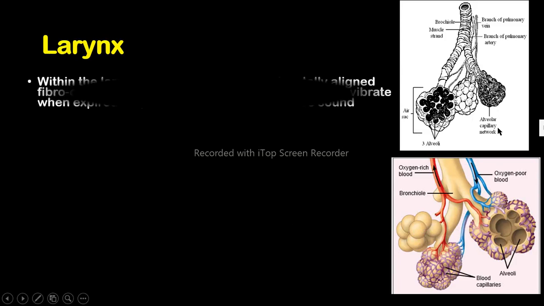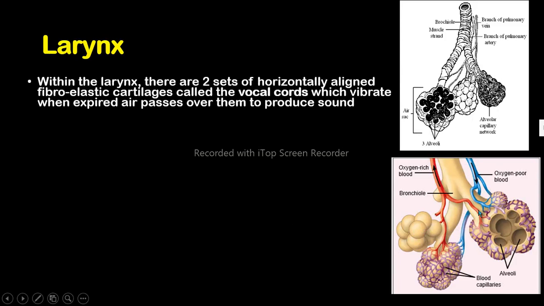Then for the larynx, so you can have a look at our alveoli. So for the larynx, there are two sets of horizontally aligned fibroelastic cartilages called vocal cords. And there are these vocal cords that vibrate when expired air passes over them to produce sound. So these ones, they are specialized. This is a specialized structure.